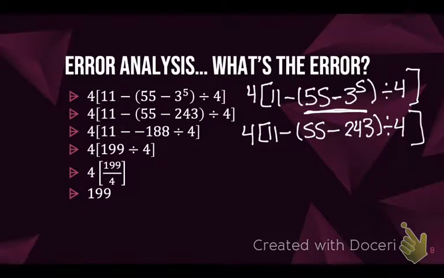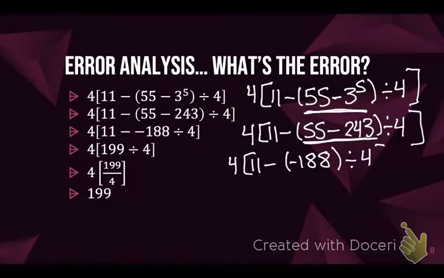All right, the smallest parentheses still aren't gone, so I still need to do this. So 4 times 11 minus 55 minus 243. And I think this was actually your exit ticket question, and there were quite a few wrong on this, and that's okay. So next, in the brackets, I need to divide, because division comes before subtraction. So 4 times 11, oops.